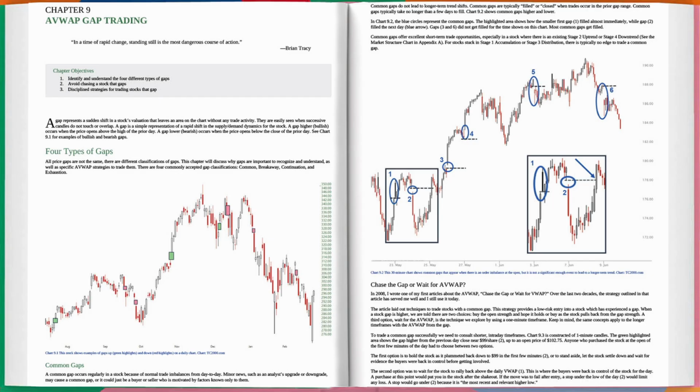The second option was to wait for the stock to rally back above the daily VWAP, 1. This is where the buyers were back in control of the stock for the day. A purchase at this point would put you in the stock after the shakeout. If the move was to fail after entry, a stop under the low of the day would limit any loss. A stop would go under 2 because it is the most recent and relevant higher low.